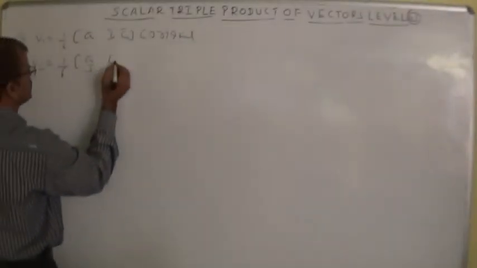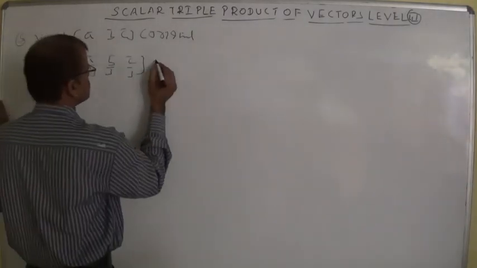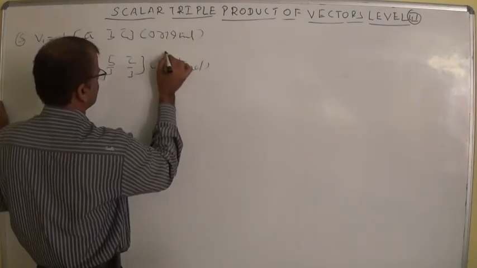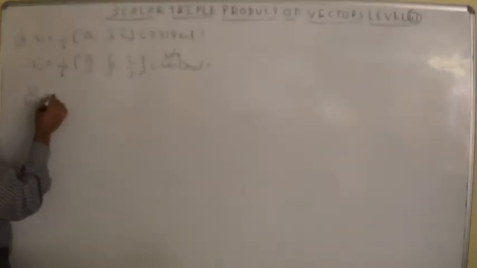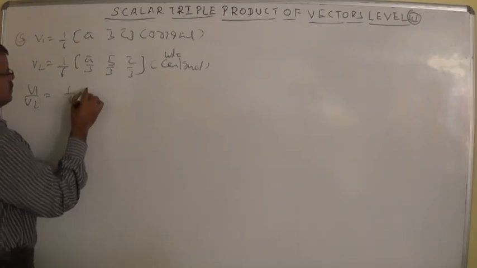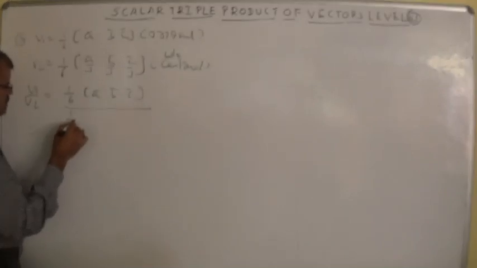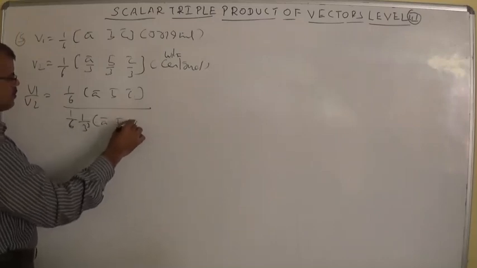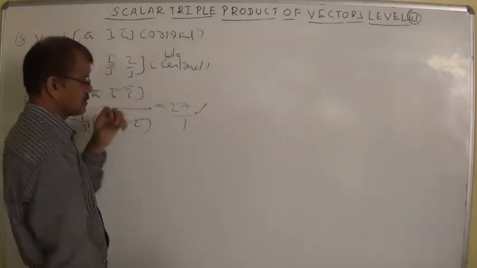V2 is equal to 1 by 6 into, this is a by 3, b by 3, c by 3. This is centroid, with centroid. So V1 by V2 is 1 by 6 box abc whole by 1 by 6 into 1 by 3 cube into box abc. Box abc gets cancelled, 1 by 6 and 1 by 6 also get cancelled, 27 by 1.